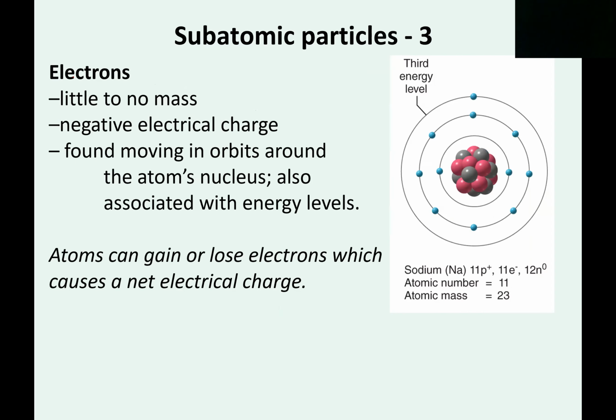Okay, electrons are the third type of subatomic particles. They have little to no mass. It takes about 2,000 of them to equal the mass of a proton. They have the negative charge.